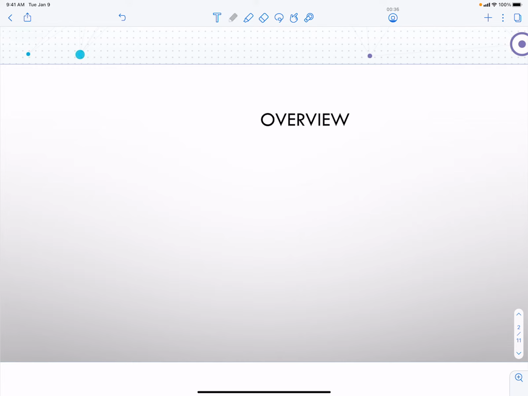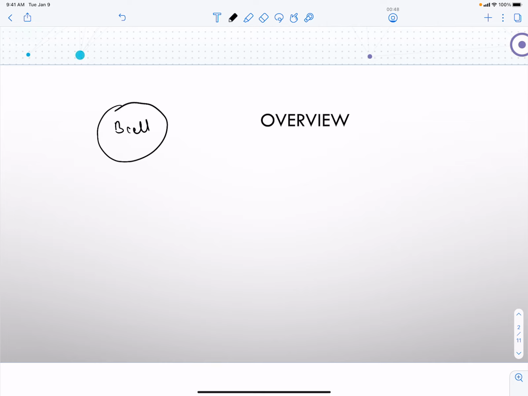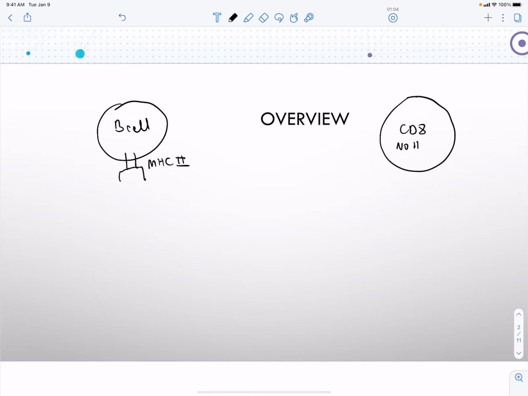And so when we talk about T cell help for B cells, the B cell is an antigen-presenting cell, and it is able to interact directly with CD4 T cells. So a B cell will be able to express MHC class II. And so a CD8 T cell, on the other hand, cannot express MHC class II. And so it's going to be different how a CD4 T cell interacts with each of these.